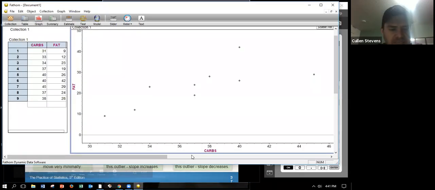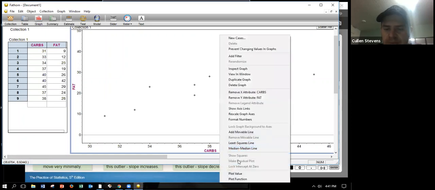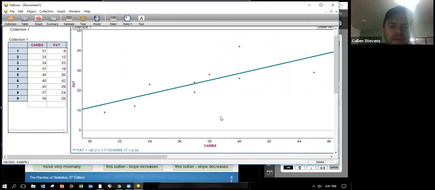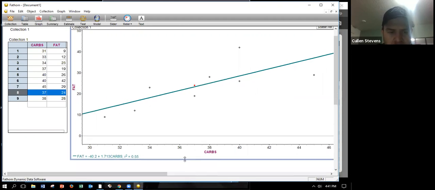So here I have this again. I have my carbs versus fat, and I'm going to put my regression line in. Where'd it go? There it is. Okay. So if I take this point right here, I'm going to make this a little bit bigger. We can see down here, here's my R squared. So only about 55% of the variation in fat can be explained by the linear relationship it has with carbs.